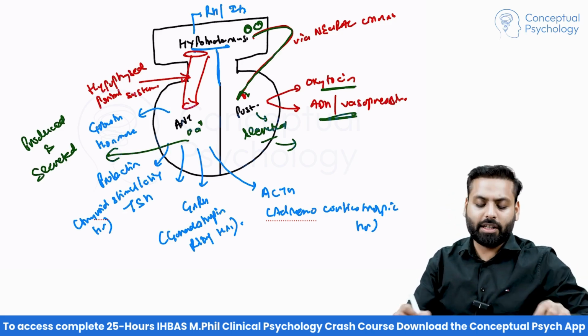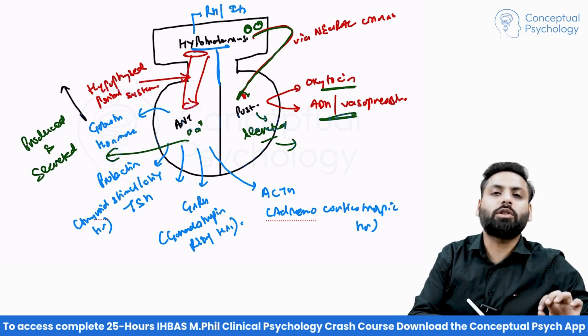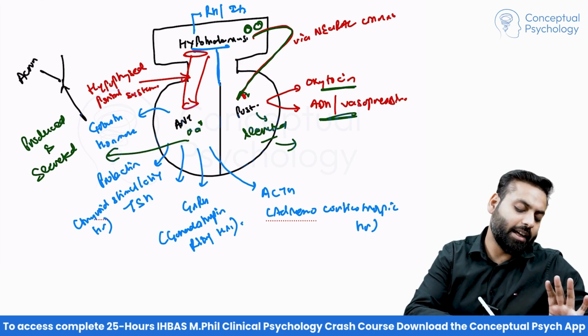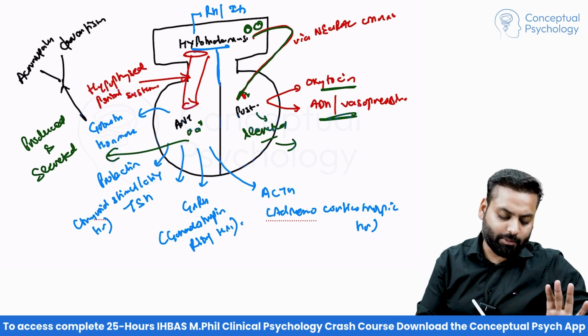Now functions. What is the function of growth hormone? It will lead to the growth and development of the baby. If excessive, it will lead to acromegaly. If less, it will lead to dwarfism. Then comes prolactin.